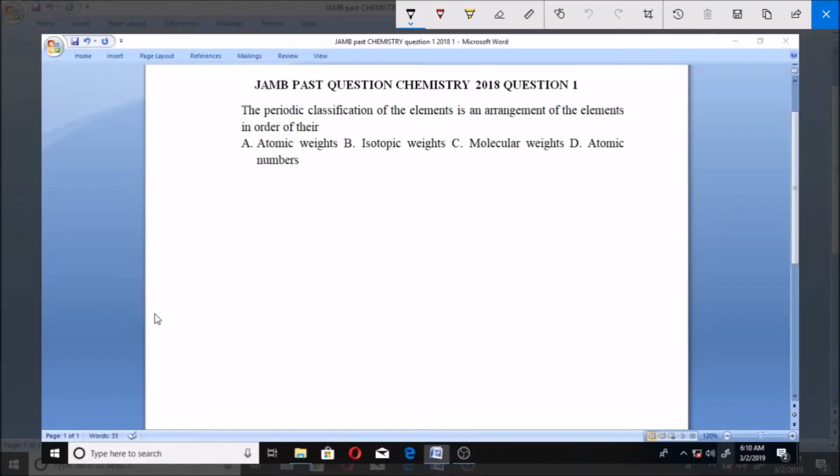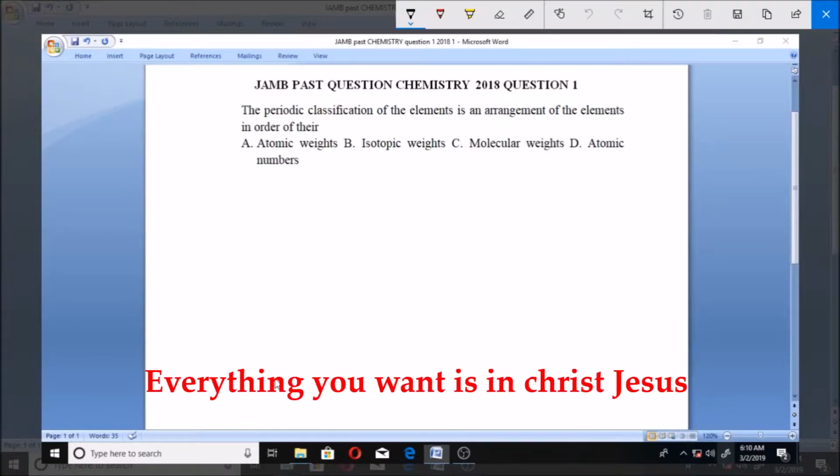Yes, welcome. Let's look at this JAMB past question chemistry for 2018. Question number 1.